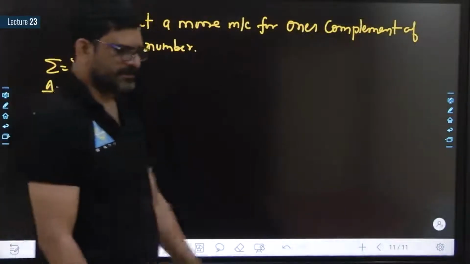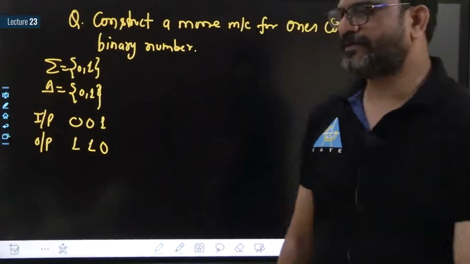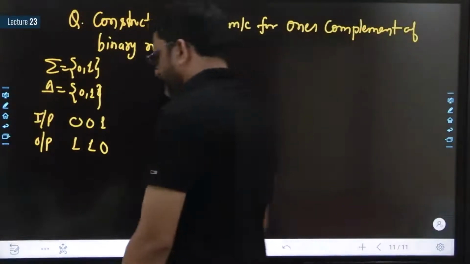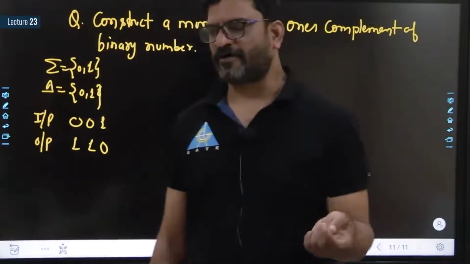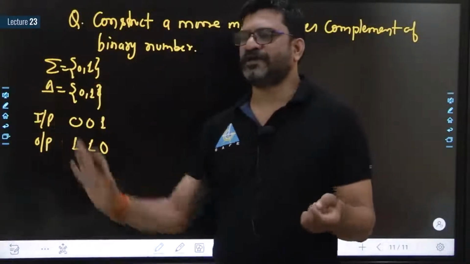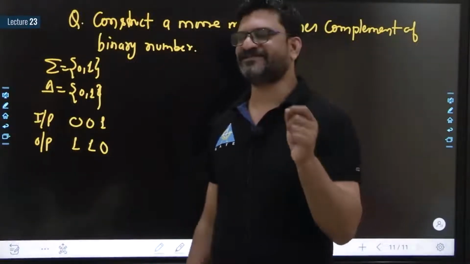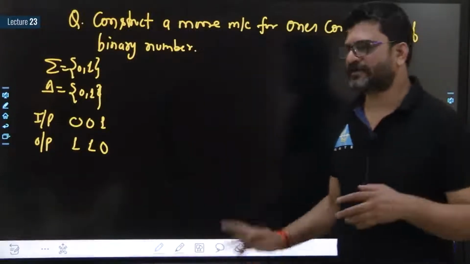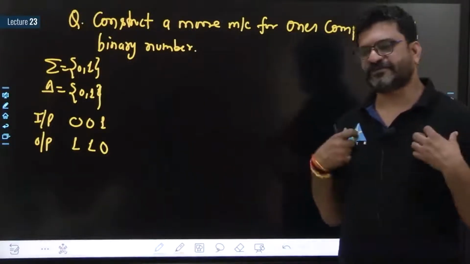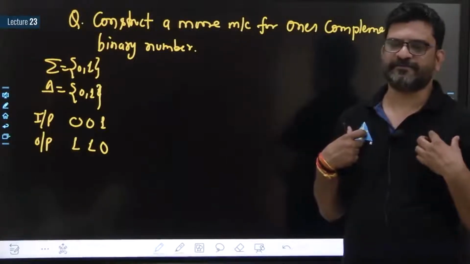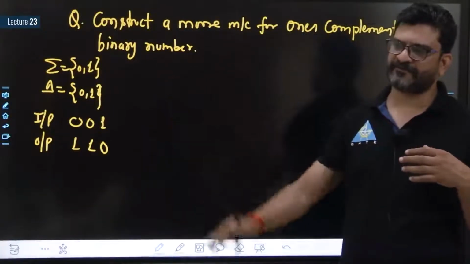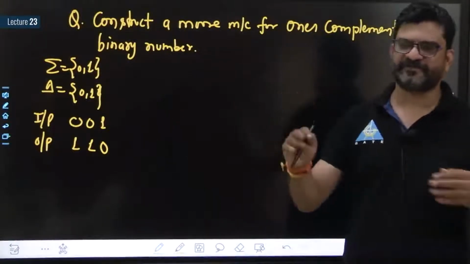In binary complement, we assume the machine reads the input from right to left. Please listen carefully. In complement questions, we assume that the machine reads the input from right to left, not left to right. We assume that.